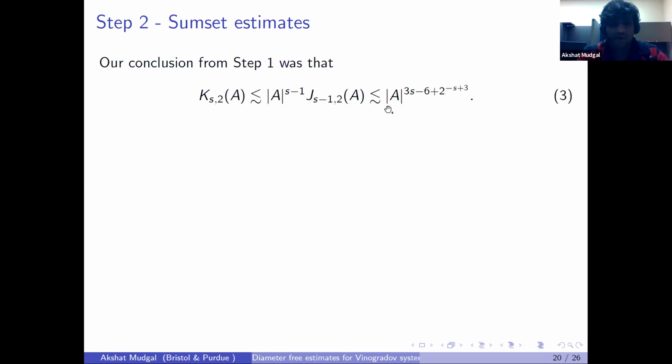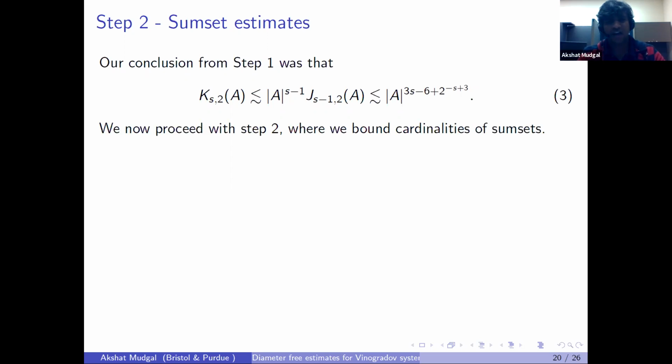I'm using this squiggly notation from now on. All this squiggly notation does is it hides constant powers of log A, because trying to keep track of how many powers of log I have is a bit messy. So I'm just hiding powers of log A under this notation.